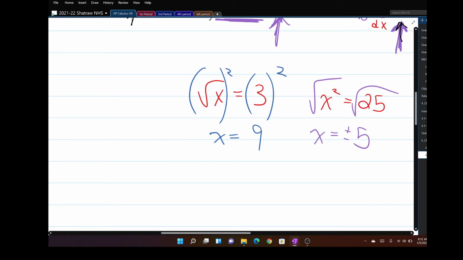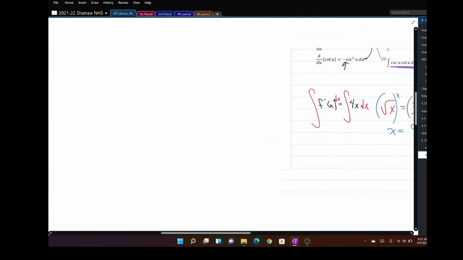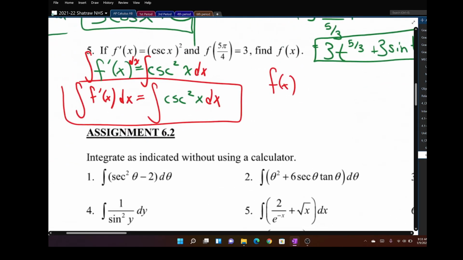If I say that f prime of x equals, I don't know, why not just do like 4x? Well, you can apply an integral here, and you can apply an integral here, just like we did for those other two, in order to find the antiderivative. Okay, so now I'm taking a look at this guy, and I'm saying, well, what is the integral of cosecant squared of x?